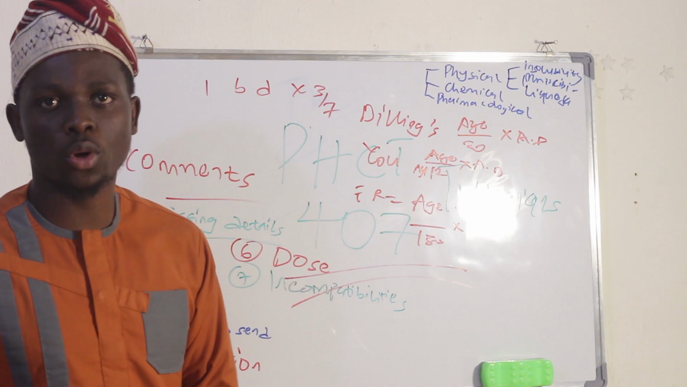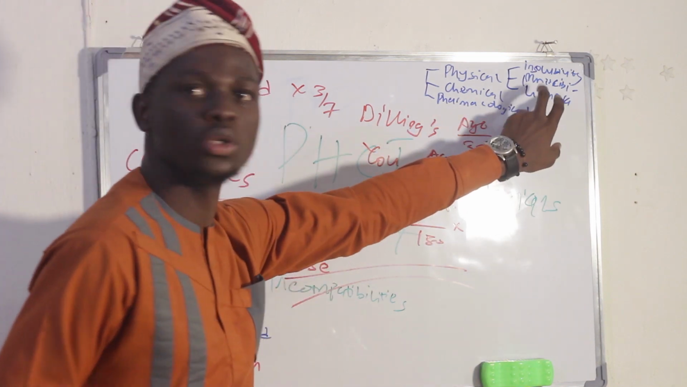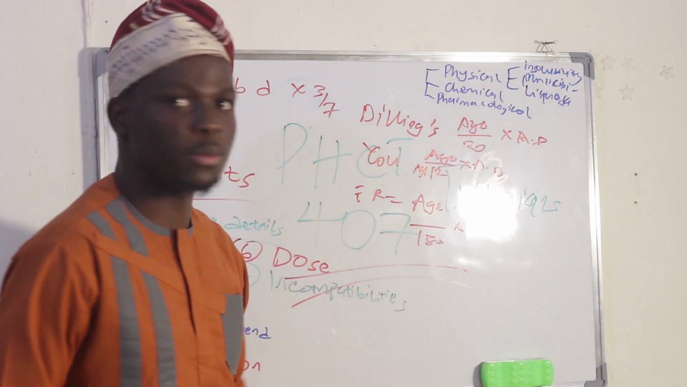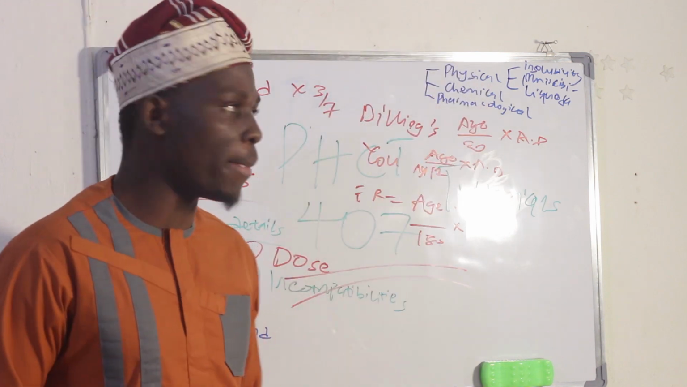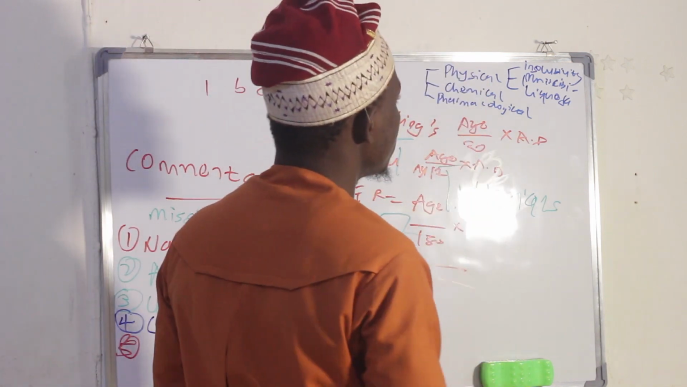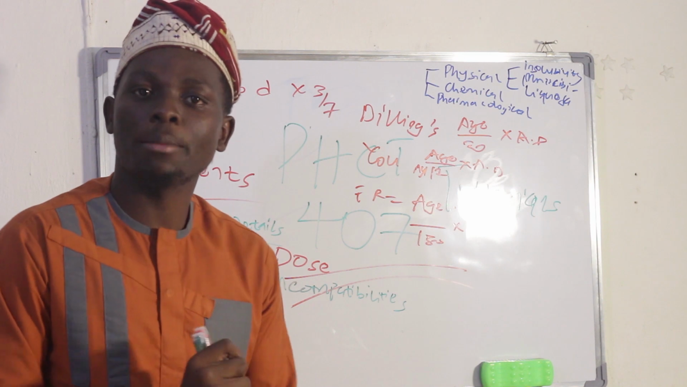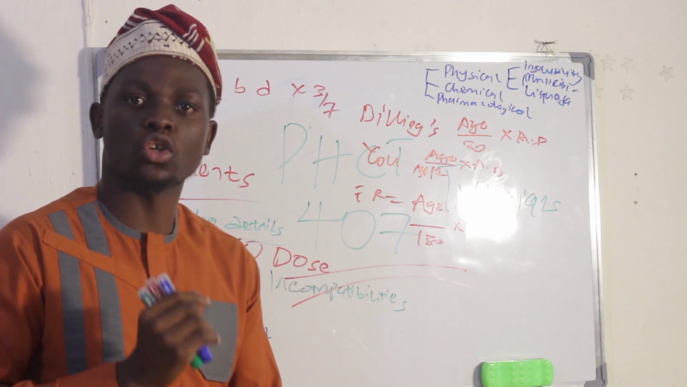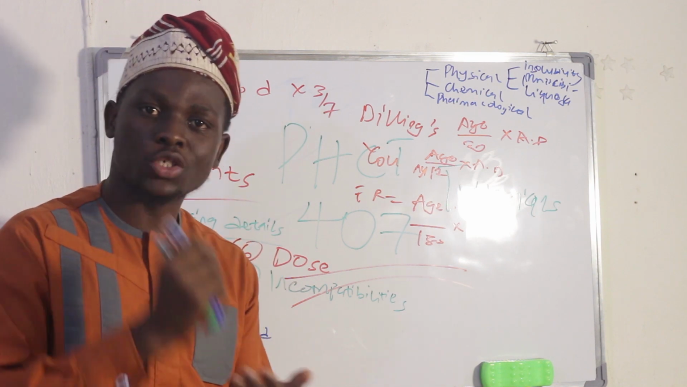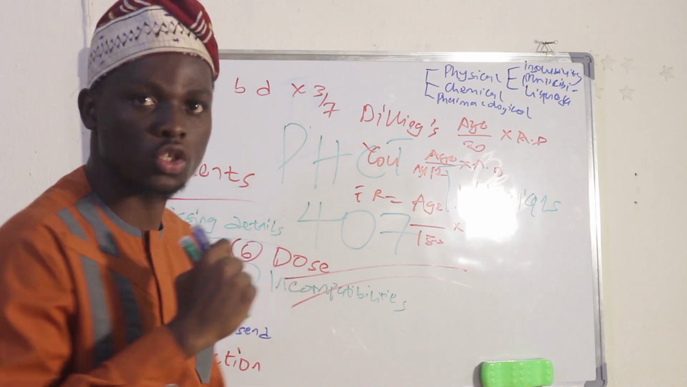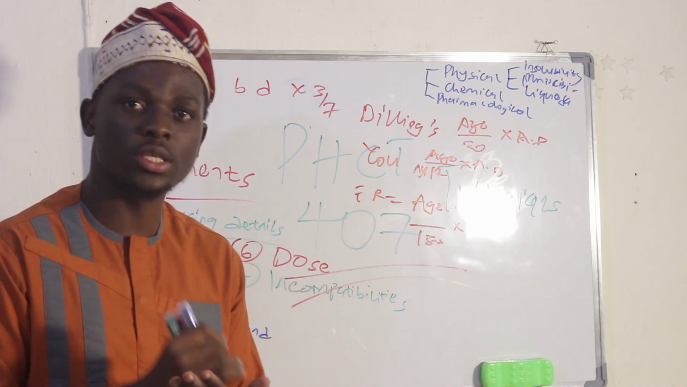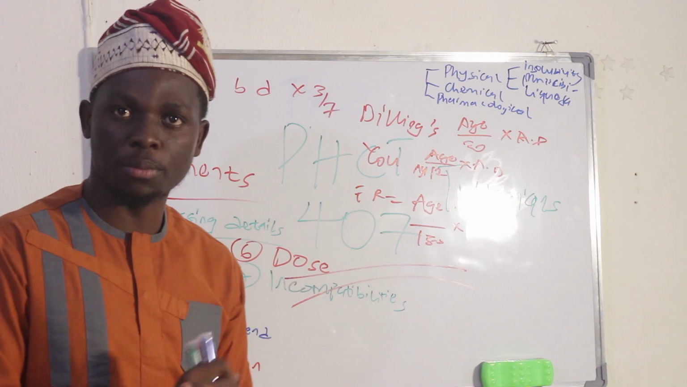Now, when you watch the subsequent videos, of course, you'll be taught how to check for these incompatibilities. But bear it at the back of your mind that for physical incompatibilities, we have insolubility. So even if you are asked to prepare a suspension that needs a suspending agent, that one also is a form of physical incompatibility.